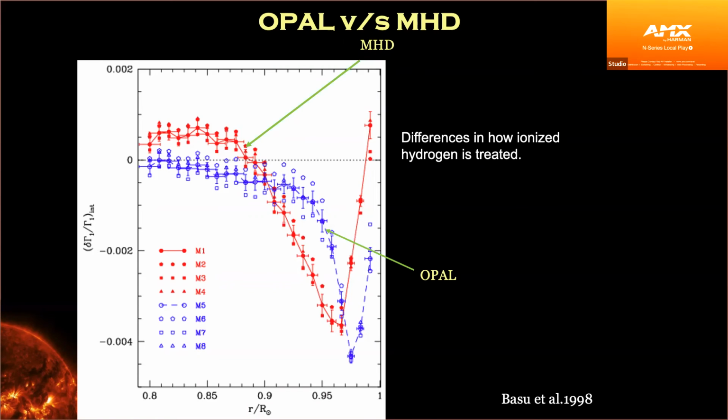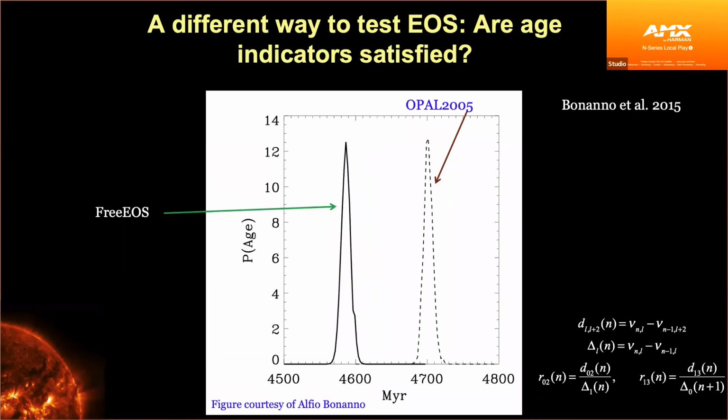What about the free equation of state? Well, we look at one of the ways people have done it. This is work by Alfio Bonanno: how do you make models, fit only the frequency combinations that are sensitive to the core, and look at whether or not they fulfill the age criterion.